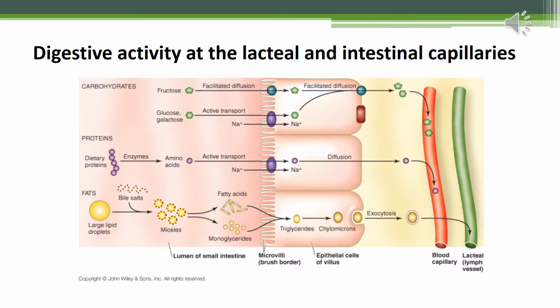So we start with this large lipid droplet. We add bile salts to it from the gallbladder, and these bile salts break down the lipid into smaller droplets called micelles, and then these micelles are further broken down by the enzymes into fatty acids and monoglycerides, and these are absorbed through the brush border, and they're brought into the lacteal through exocytosis, which is a form of active transport. So you can kind of see here why they're so difficult to digest and absorb, because it's just a whole thing with them.